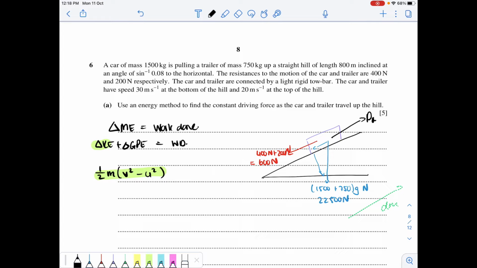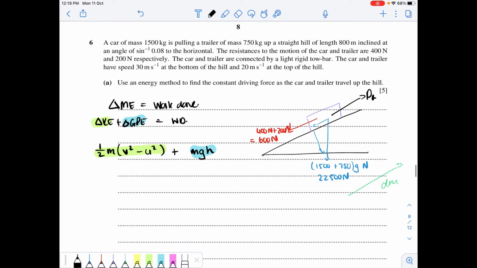And for gravitational potential energy, well, the object's traveling up a hill, which means it's vertically going to be higher. So there's going to be an increase in gravitational potential energy. Gravitational potential energy we can just say is mass times gravitational constant times the change in the height. What's the difference in height from where it started? And remember that's vertical height, not slant height. So we have these two separate things to work out and add together to get our change in mechanical energy.